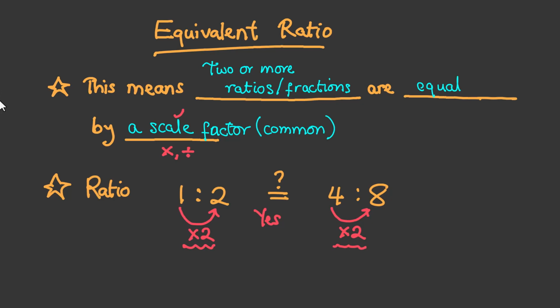Another setup is going from 1 to 4, and let's see whether the same scale factor will get us from 2 to 8. In this case, going from 1 to 4, we multiply by 4. And let's see whether going from 2 to 8, we also multiply by 4. In this case, yes, we multiply our 2 by 4 to get 8. Therefore, yes, these two ratios are equal to each other as well.